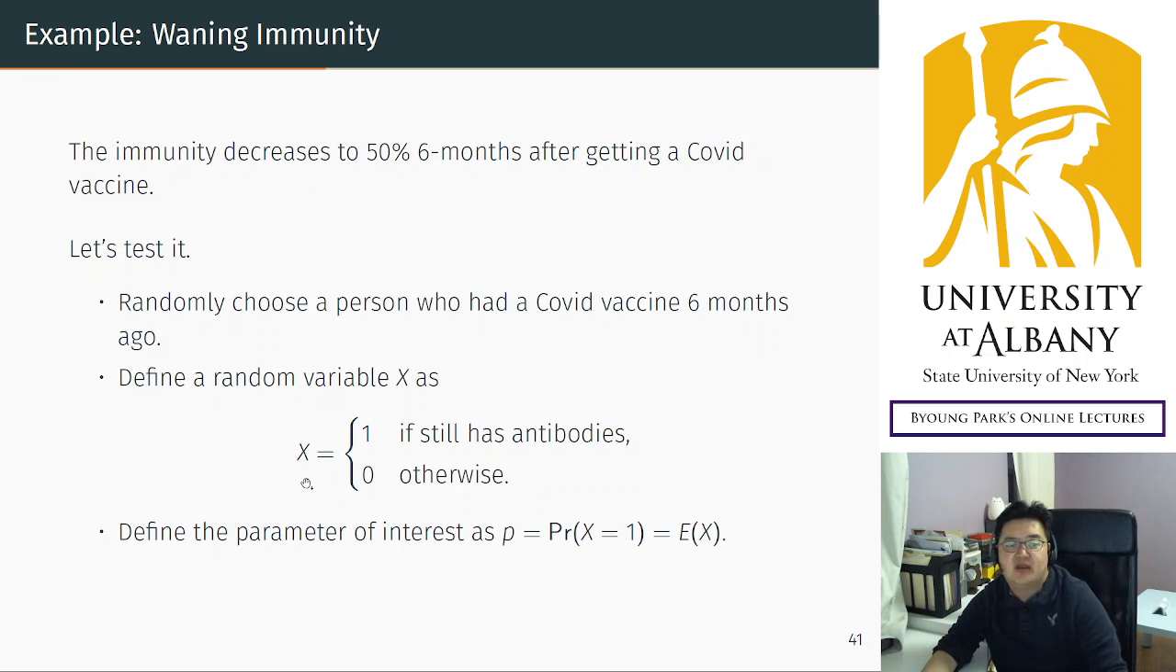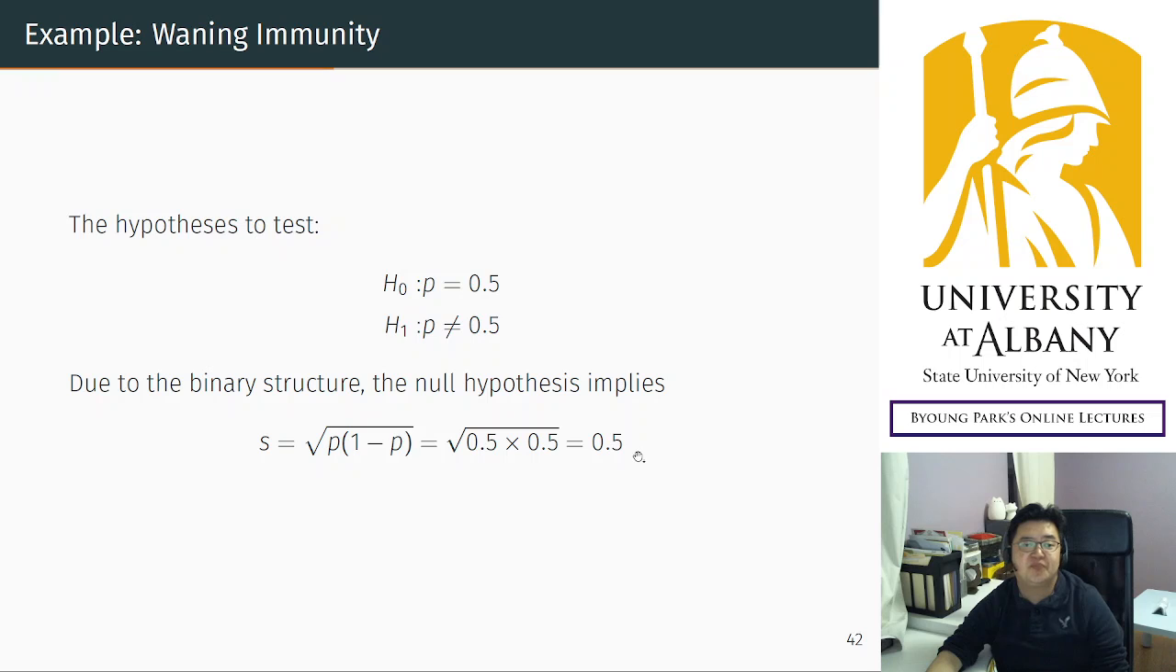X equals 1 if this randomly chosen person has antibodies, and otherwise 0. So has immunity, does not have immunity. And we are interested in the probability of people who have immunity at 6 months after the vaccine, right? And remember, this is the binary distribution structure, and we will study how to calculate the type 1 error probability, type 2 error probability in the binary structure.